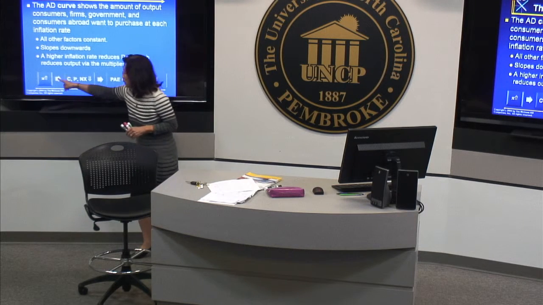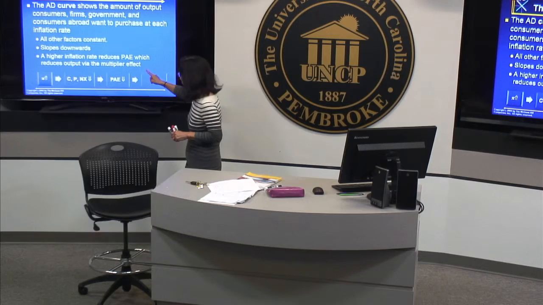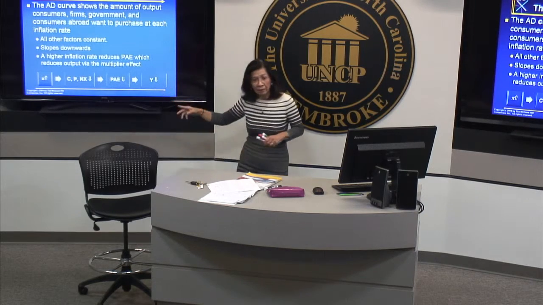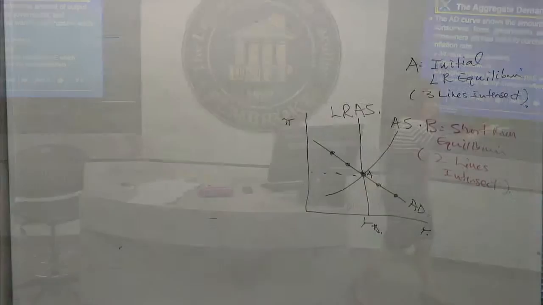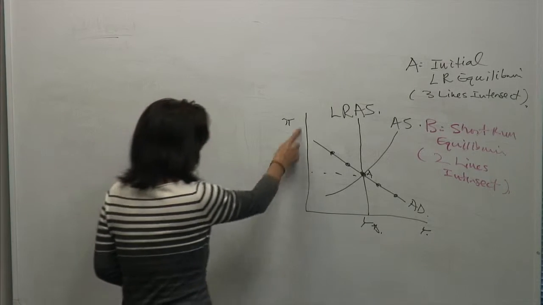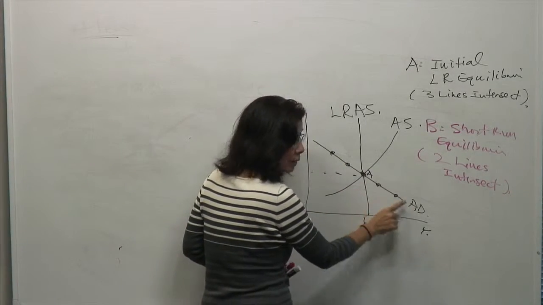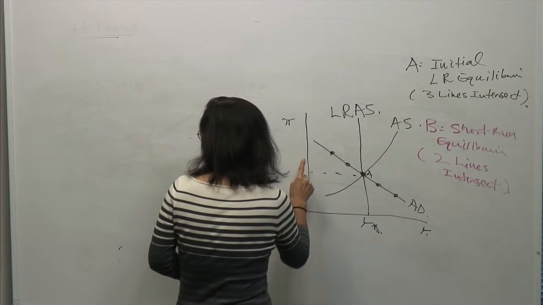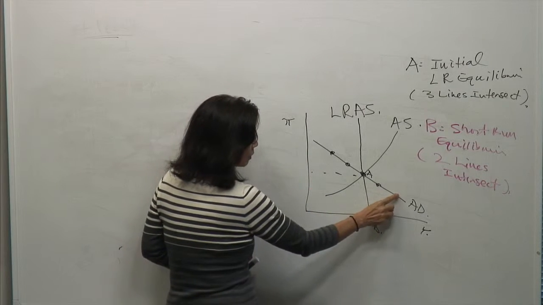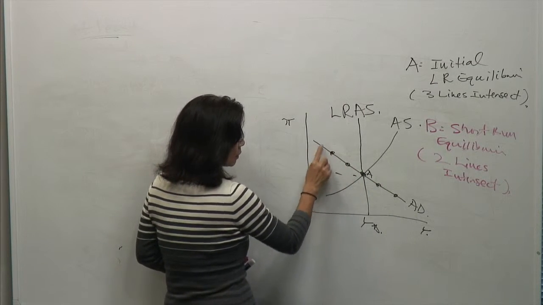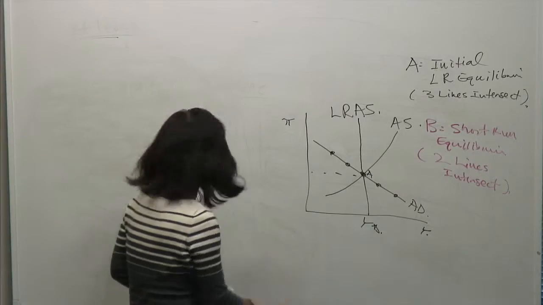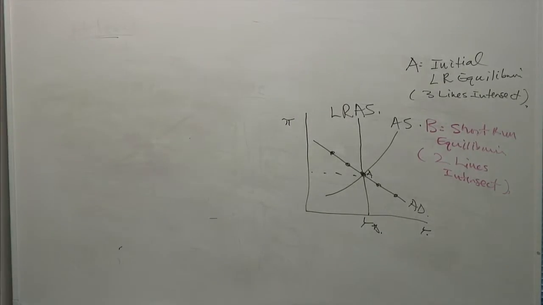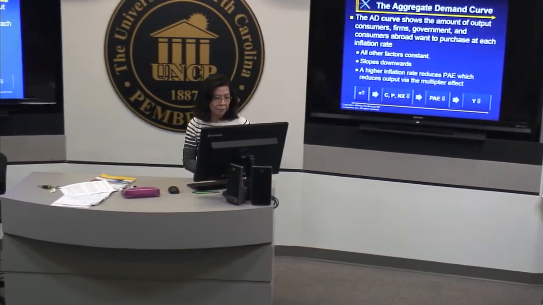And notice that at the beginning, pi goes up. At the end, Y comes down. What does that mean? That means it explains the relationship of that downward sloping AD curve. The higher the inflation rate, like from here to here, the lower is the income. So that explains why it is downward sloping.